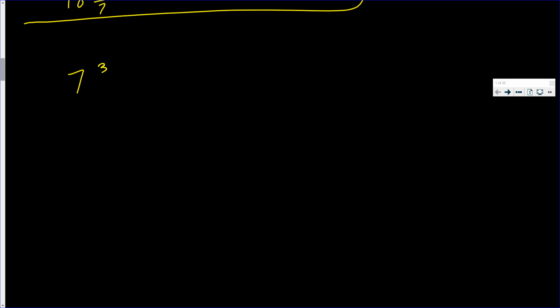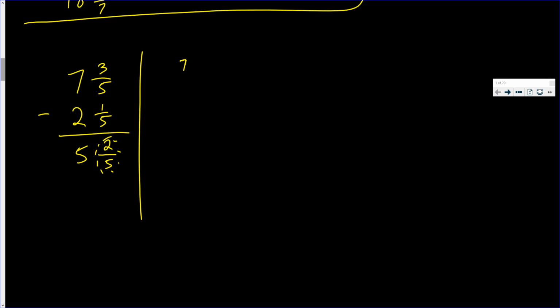Suppose you have 7 3/5 and you want to take away 2 1/5. The denominators are the same, that's good. And 3 minus 1 is 2. And 7 minus 2 is 5. And this is not improper. So you're done. The answer is 5 2/5.